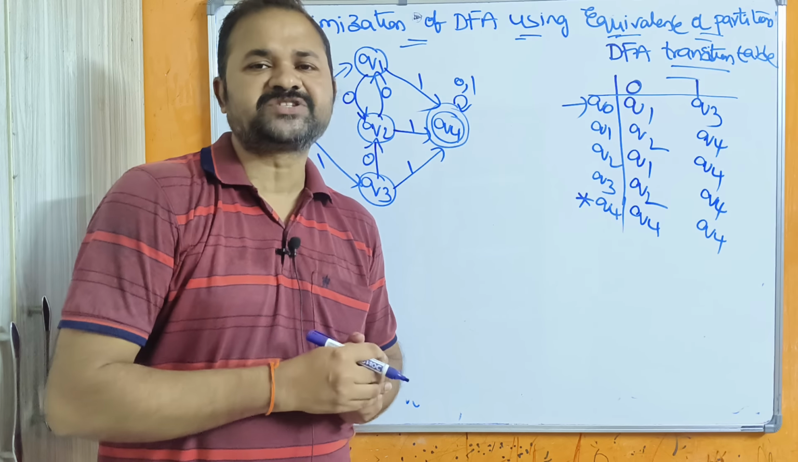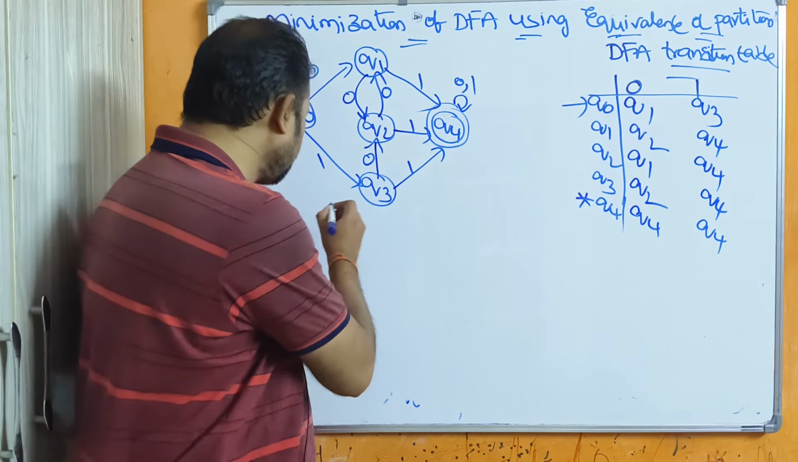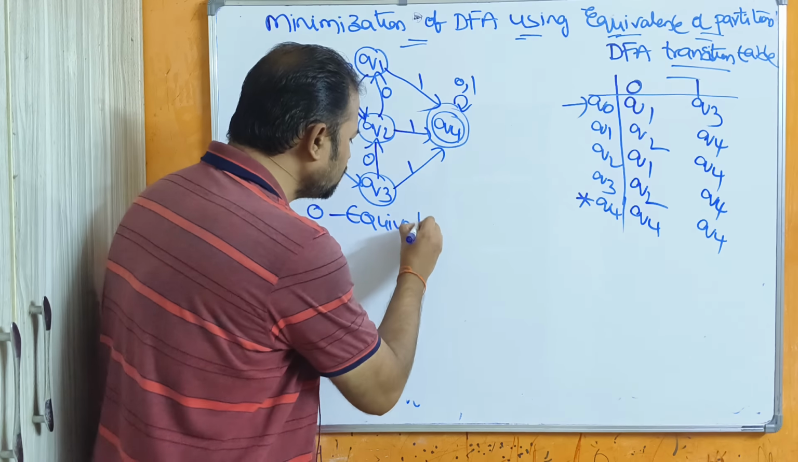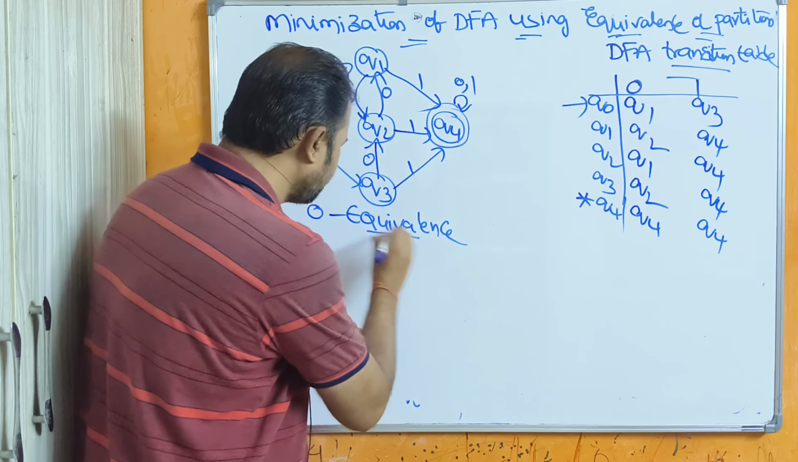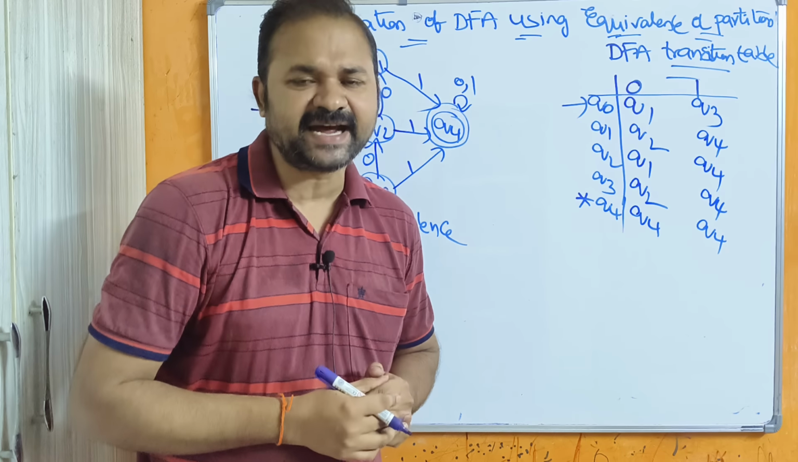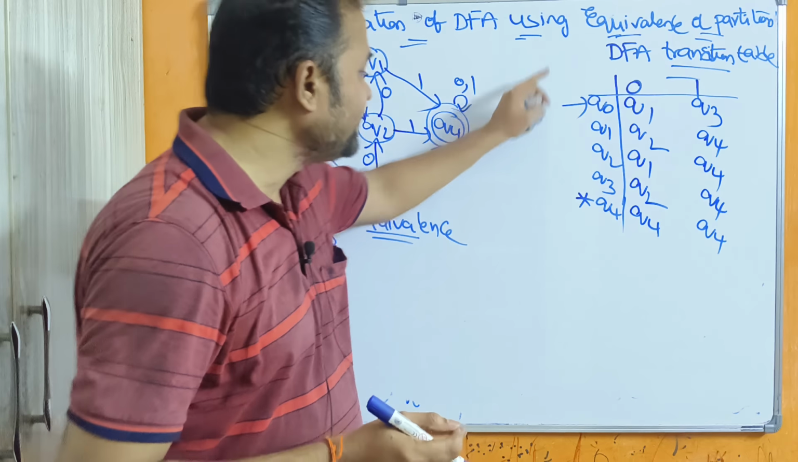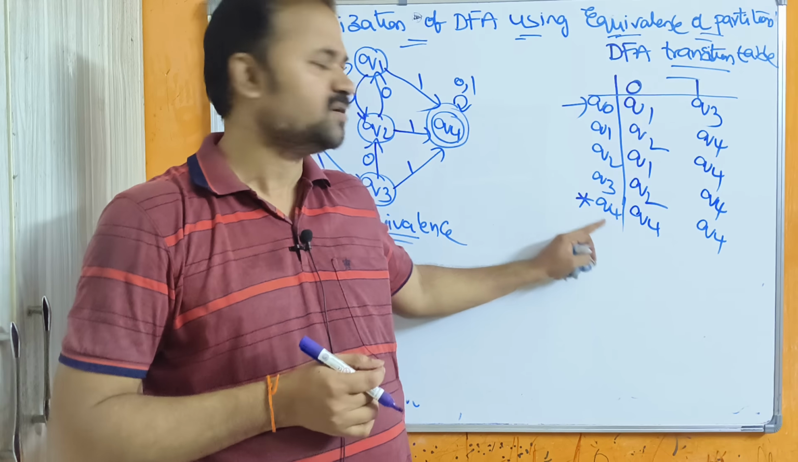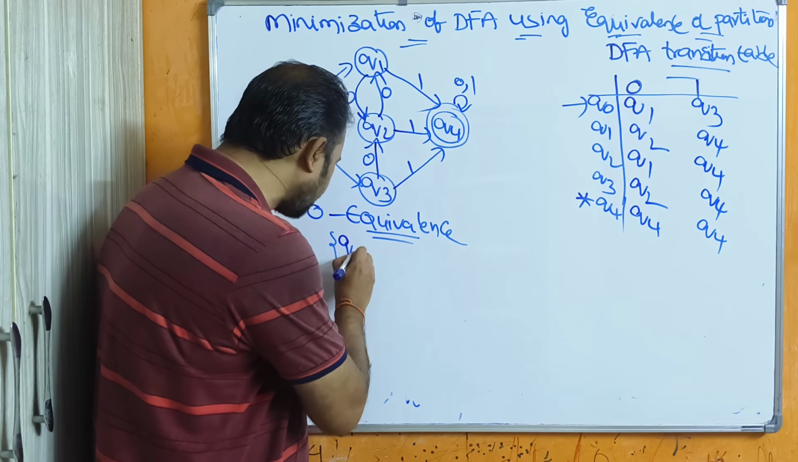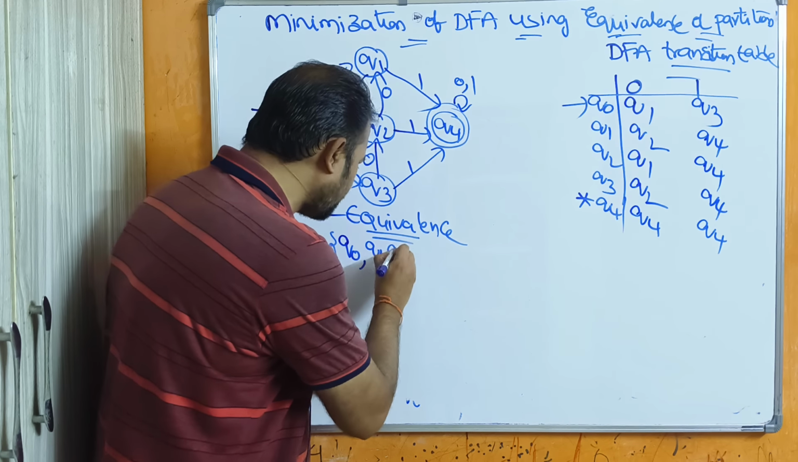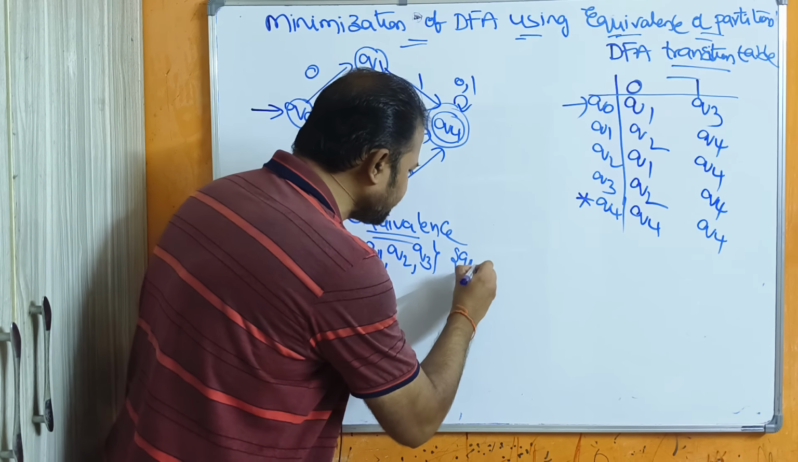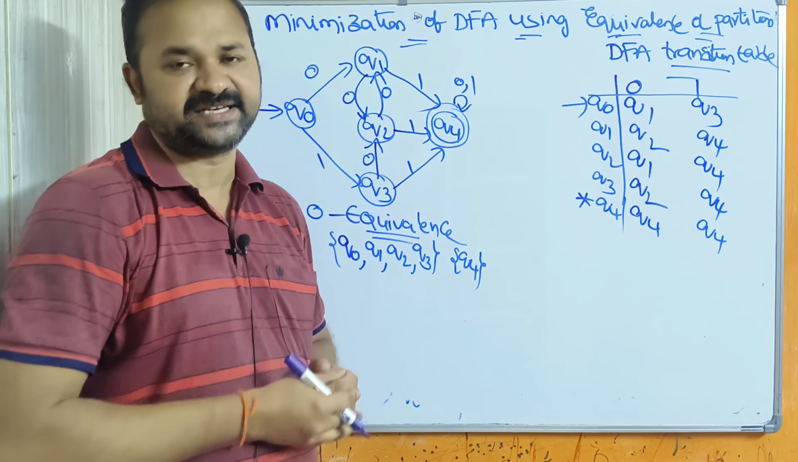Next we have to construct the zeroth equivalence, zero equivalence. Zero equivalence mainly contains two sets of states. The first set contains non-final states, whereas the second set contains the final state. In this diagram we have only one final state, so all the remaining are non-final states. The non-final states Q0, Q1, Q2, Q3 are placed in one set, whereas the final state is placed in another set.